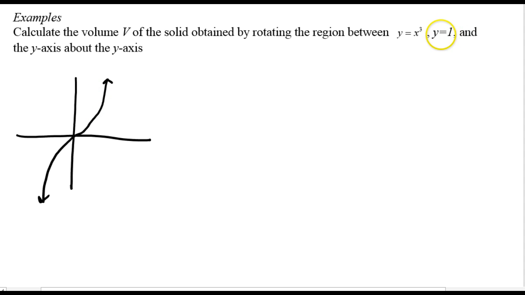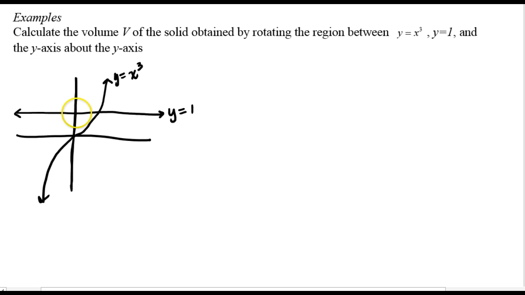Y equals 1 is an example of a horizontal line. So I'm going to draw a horizontal line at 1. Let me label these for now. This is y equals x cubed. This is y equals 1. And the y-axis: it's bound by the y-axis, which has already been drawn.